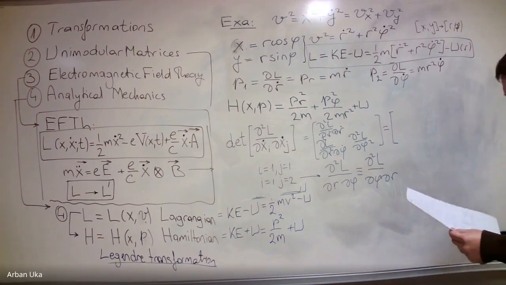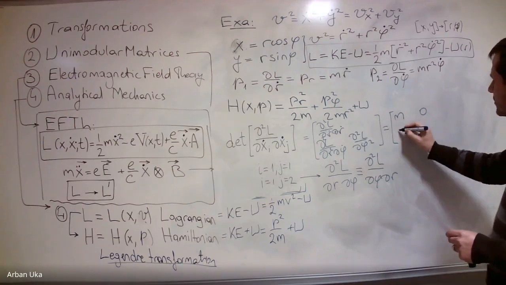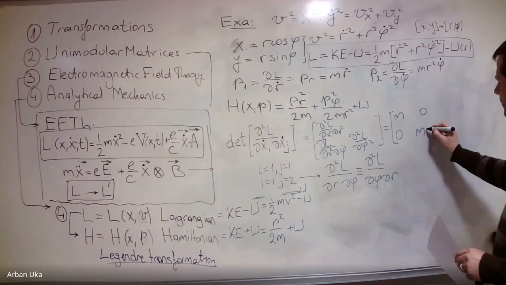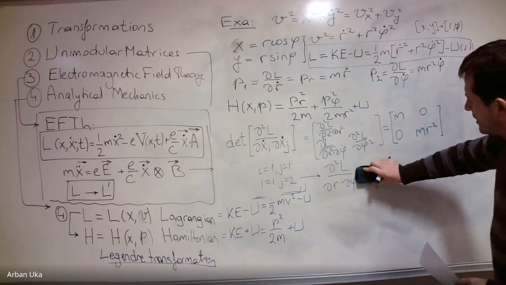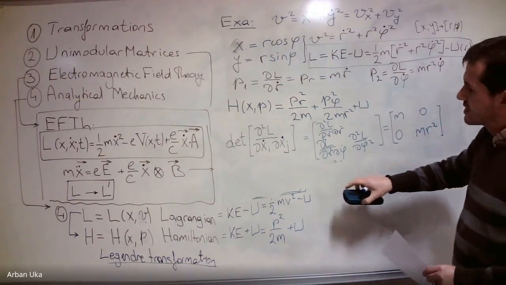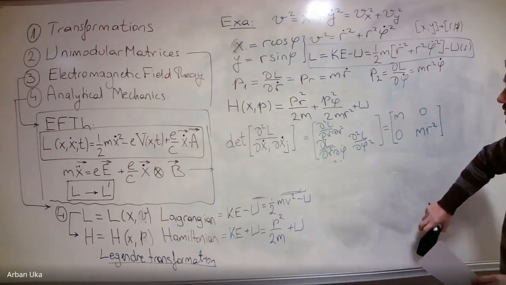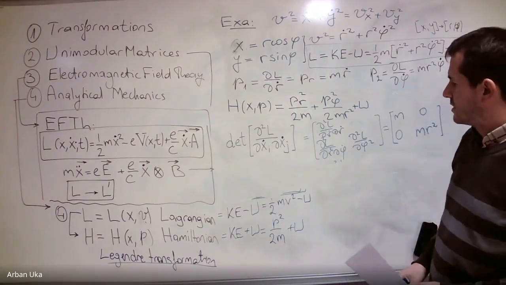But what I want to show to all of us is the following. The second derivative here is m. This is 0, 0, and this is m r squared. So this was a matrix which represents the second order derivative of the Lagrangian with respect to the generalized velocities.